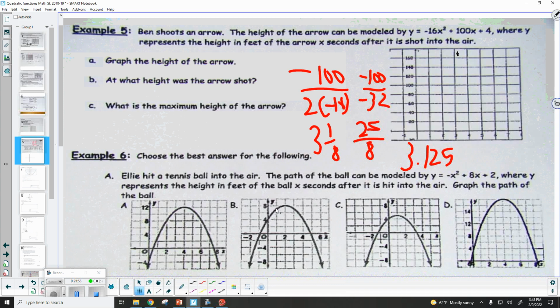And so what height was the arrow shot from? What would that be in terms of our coordinates? So the y-intercept for that would be 4. And what is the maximum height of the arrow? Well, we kind of calculated already. So it was 160.25.